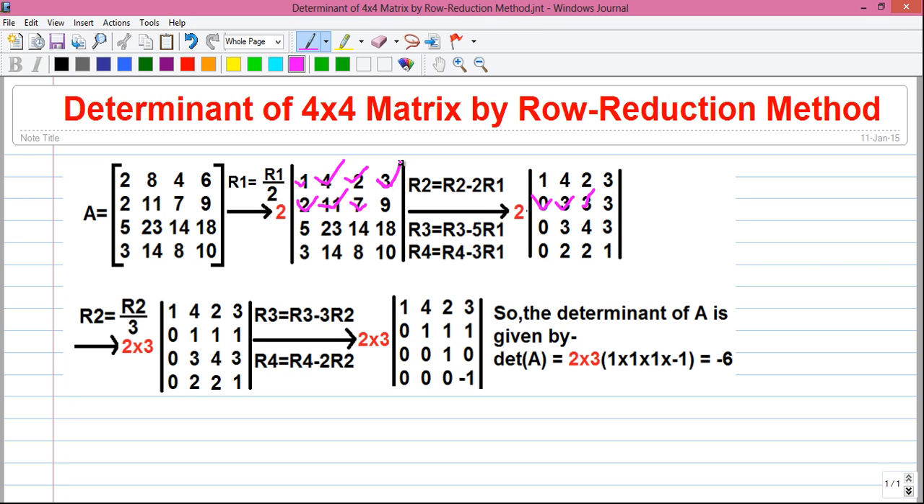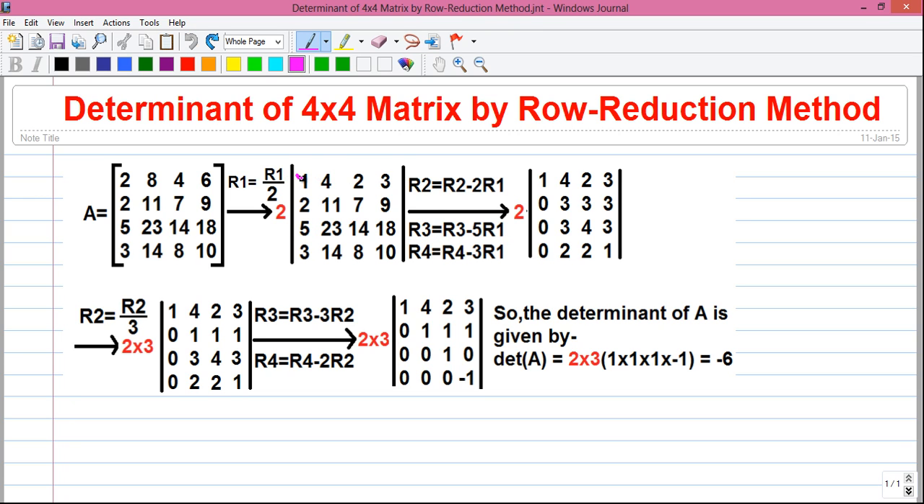3 into 2, 6, subtracted from 9 is equal to 3, written here. Next, we'll move to row 3. To get a 0 at this position, we can multiply row 1 by 5 and subtract that from row 3. So I have written here, R3 equals R3 minus 5R1.